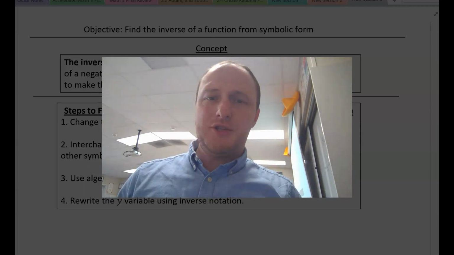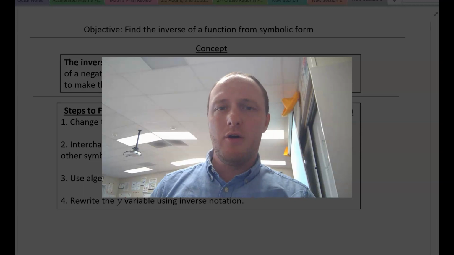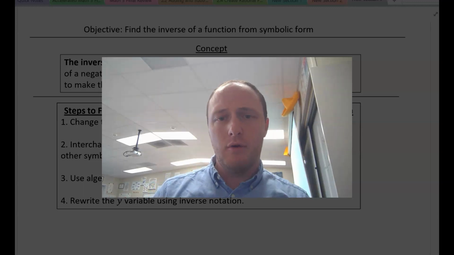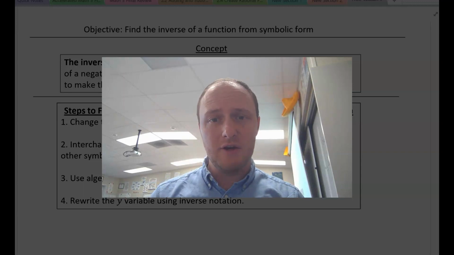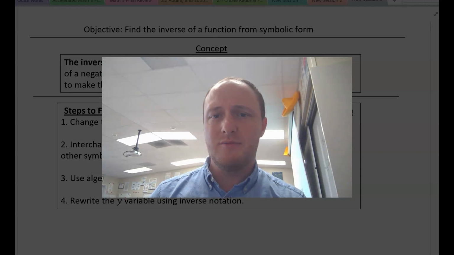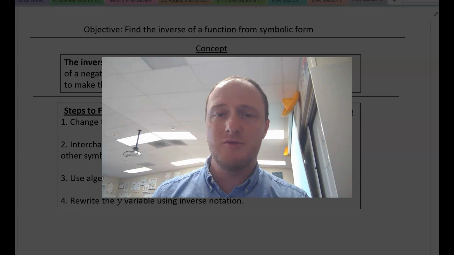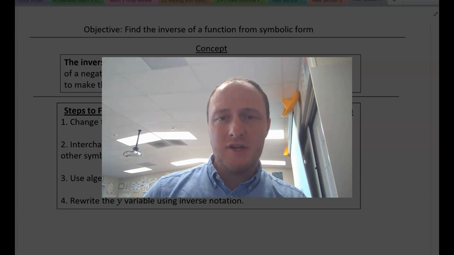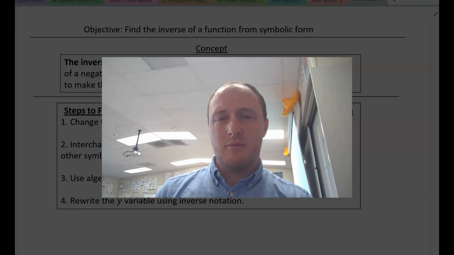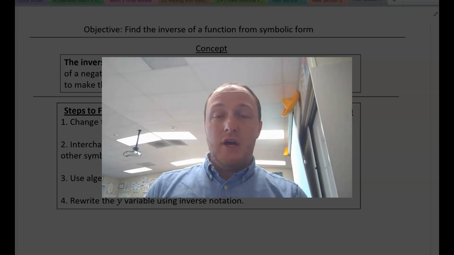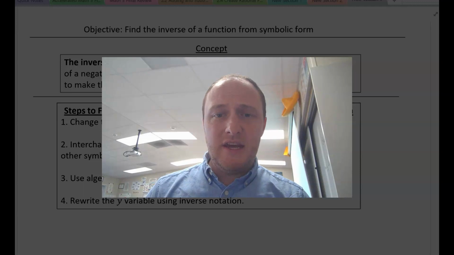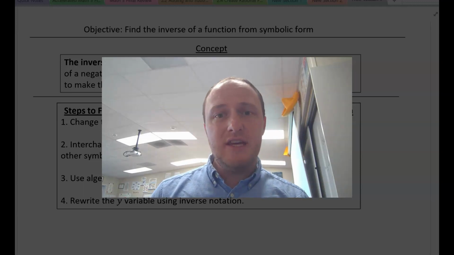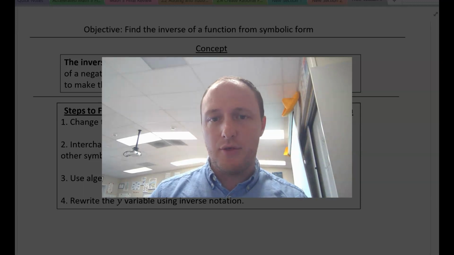This is 4-2, part C, the third video on finding inverses from symbolic form. In the first video, we talked about finding the inverse of linear functions. In the second video, we talked about finding the inverse of quadratic functions, which is square root functions. And in this video, we are going to talk about the inverses of cubic functions, power of 3. The inverse of a cubic function is a cubic root function, just like a square root function, but we're taking the third root.